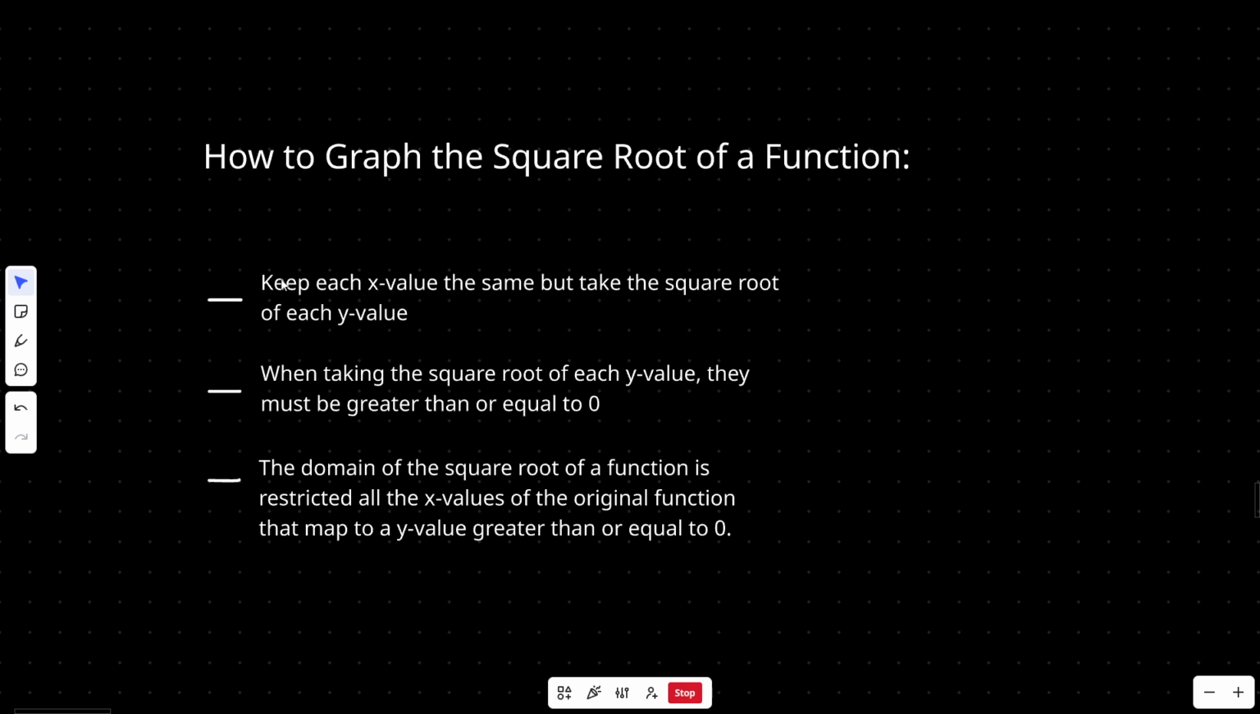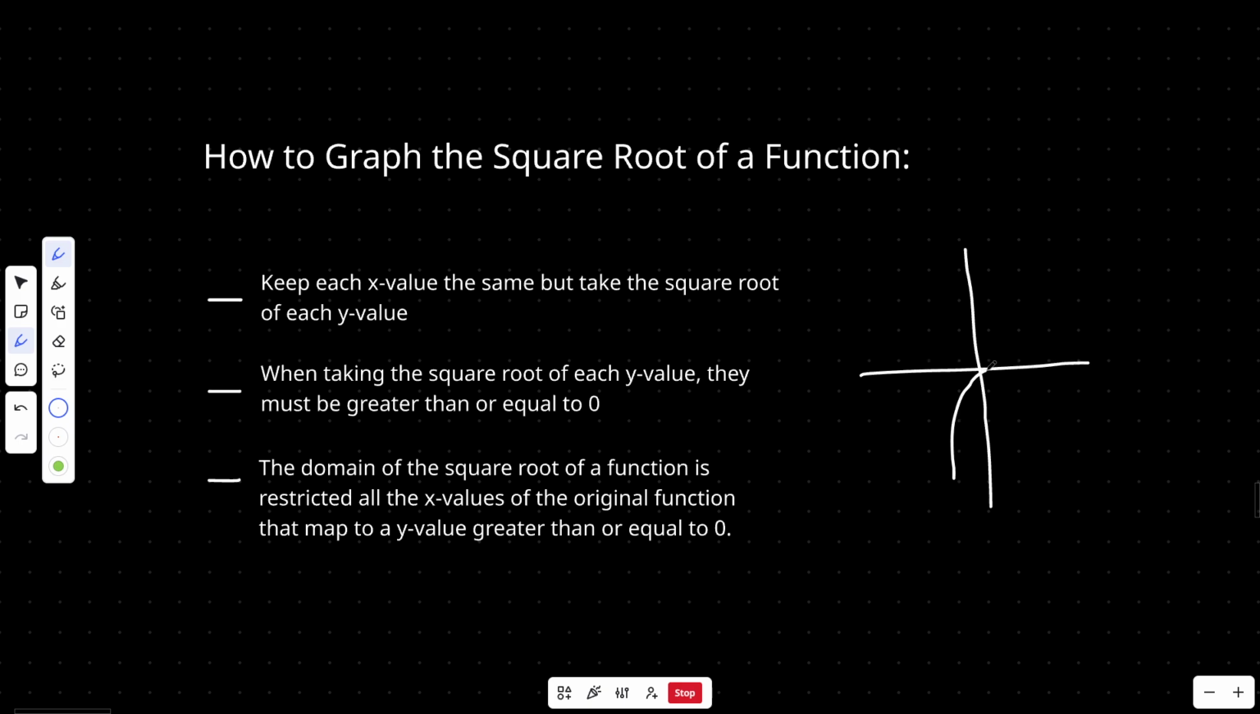So the first point here says keep each x value the same but take the square root of each y value. So whenever you want to take the square root of a function, when you're given a graph of a function, let's say you're given a graph of, I don't know, let's say this is the function x cubed. Whenever you're taking the square root of this function, you always want to keep each x value the same, but take the square root of each y value. So for example, this point here, you want to keep the x value the same, but just shrink down the y so it ends up there. We'll do some practice work on this, don't worry.